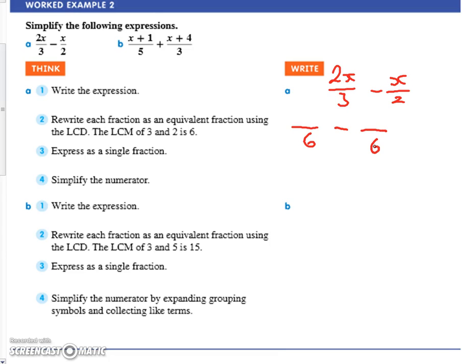Now I start to think, okay, what did I do? What did I do to the 3 to make it a 6? Awesome, times it by 2. What did I do to the 2 to make it 6? Okay, so what am I going to have? What are we going to do? Excellent. We actually did 2x times 2. Okay, does that make sense? We've had to take this 2x and times it by 2.